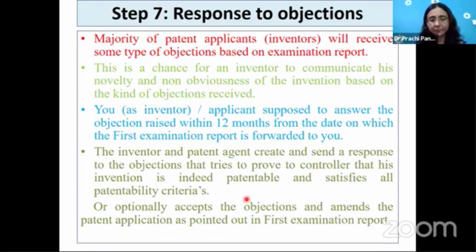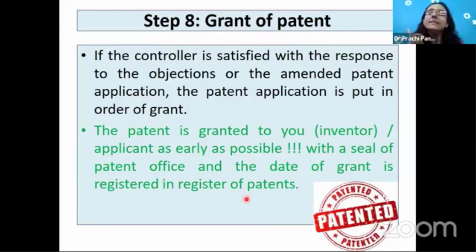That is a point. Once the controller is satisfied with either the amendments or the answers that you gave, where answers mean your justifications and amendment means what amendment you have applied for, then the patent application is put in order for grant. Then as soon as possible, within 15 days or 1 month, it is granted to you with the seal of the patent office, and the date of grant is registered in the register of patents.